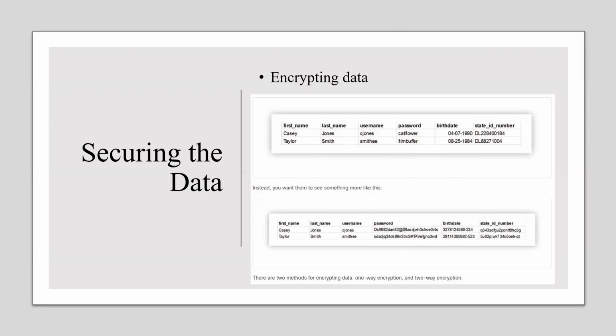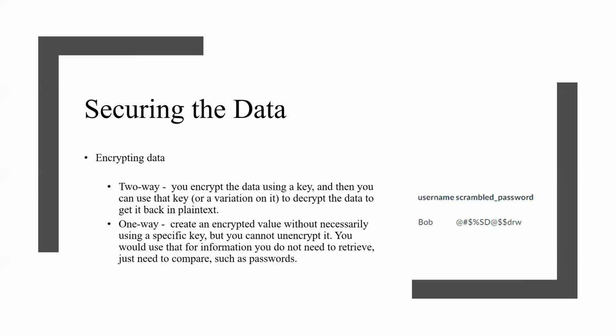So there are two methods for encrypting data. One is one way and another is two way. So in terms of encryption of data, we have two. For two way, you encrypt the data using a key, and then you can use the key or a variation on it to decrypt the data to get it back to the plain text.